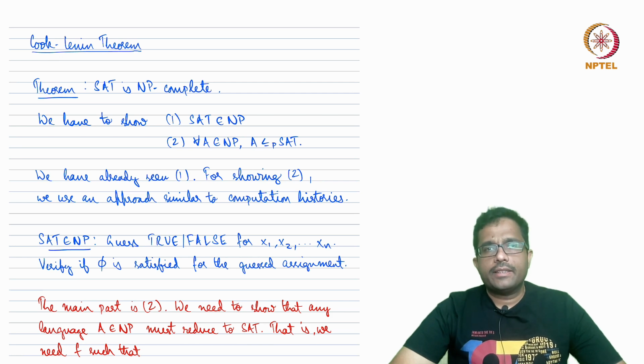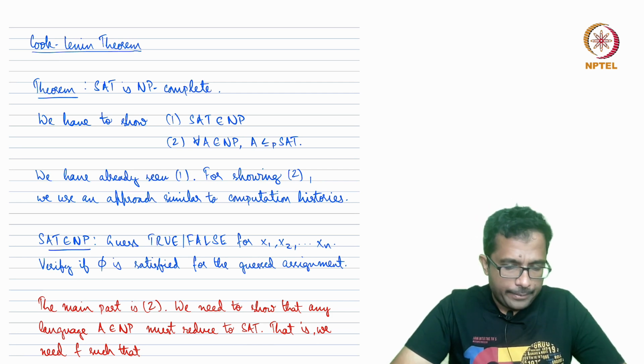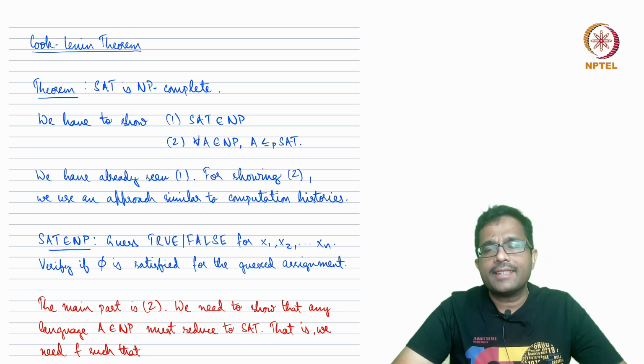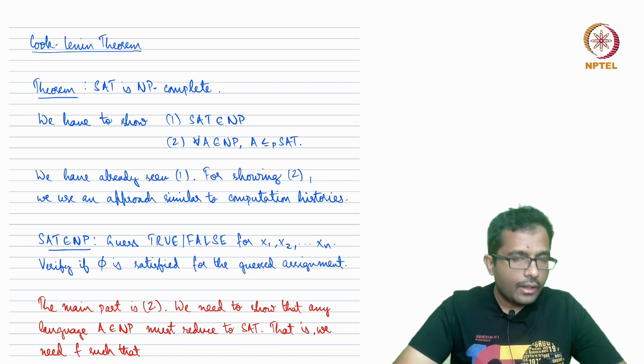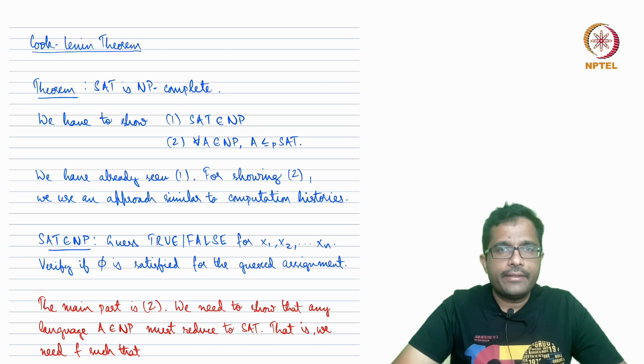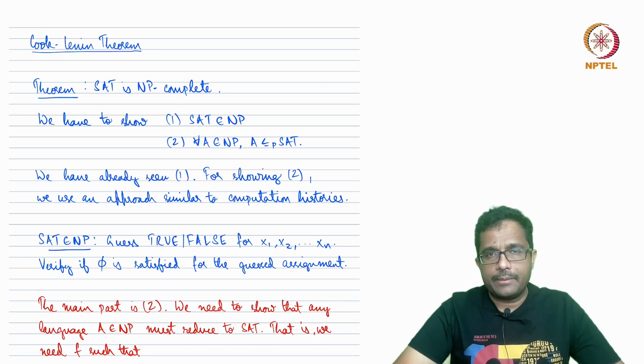Hello and welcome to lecture 50 of the course Theory of Computation. This is going to be a very important lecture in the course because we are going to show one of the most important results that we will learn in the course. In this lecture we will see the Cook-Levin Theorem, which shows that SAT is NP complete.